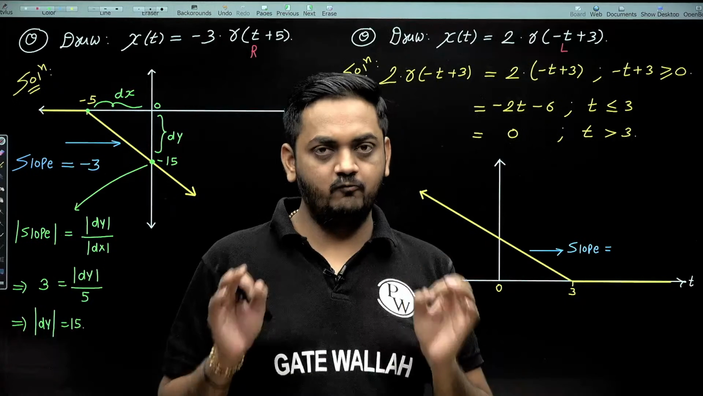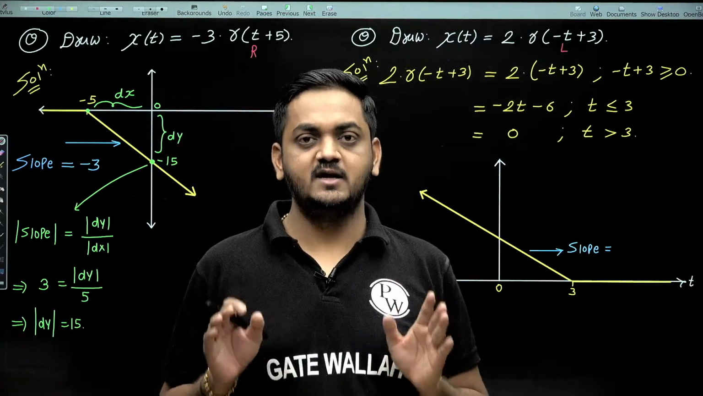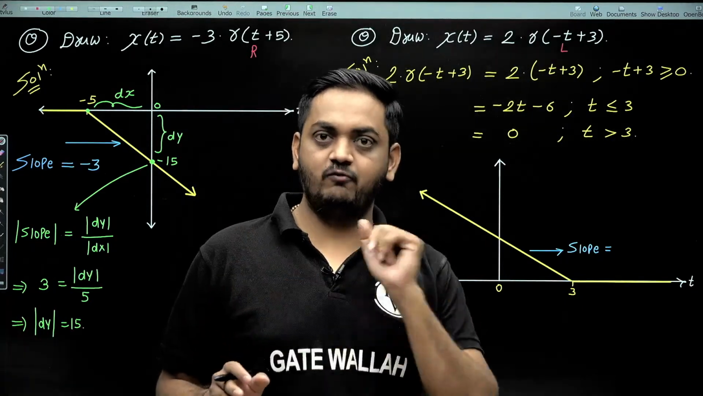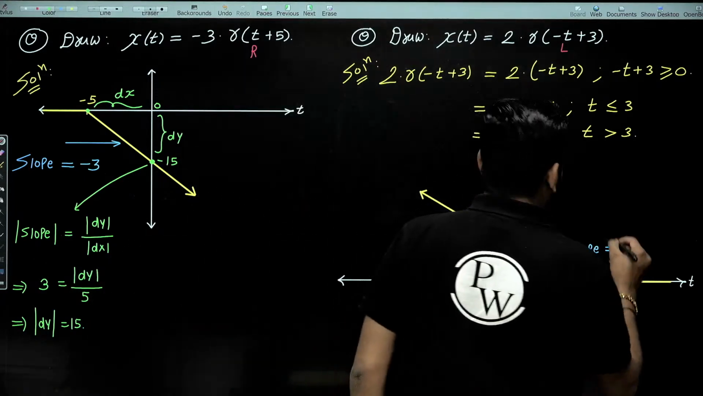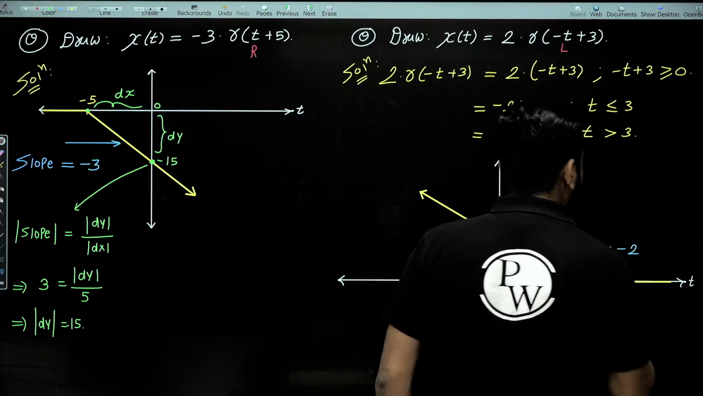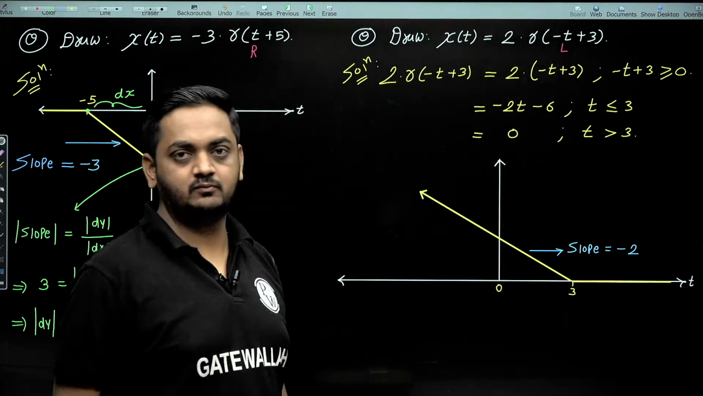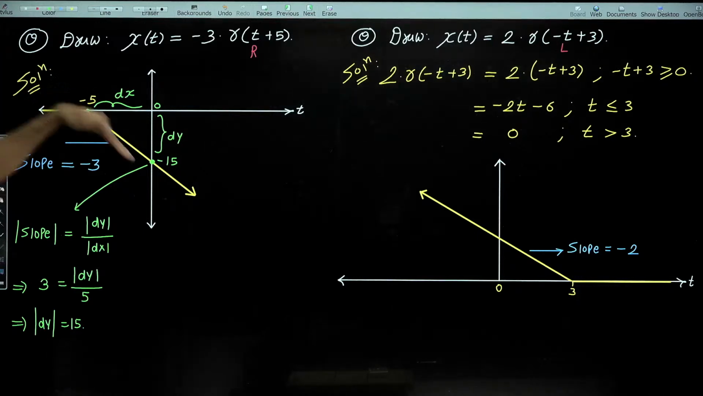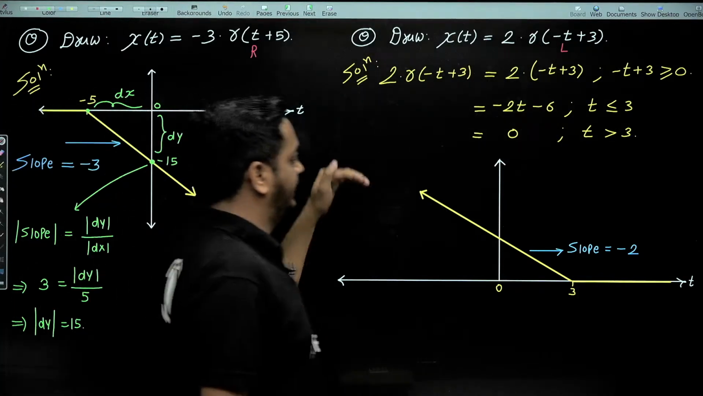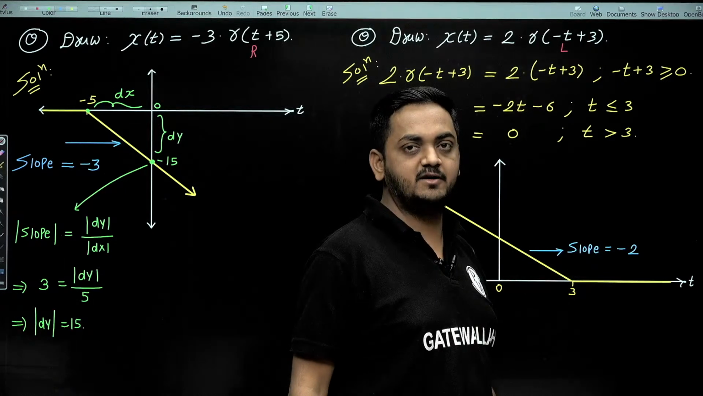For slope, you always have to observe the change in amplitude from left to right. As you are moving from left to right, the amplitude is decreasing, so the slope here is minus 2. Remember this, slope is minus 2. Here also, from left to right it is decreasing, so the slope is minus 2, guys.